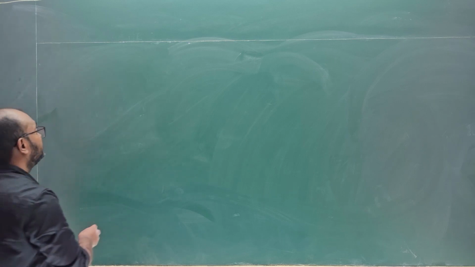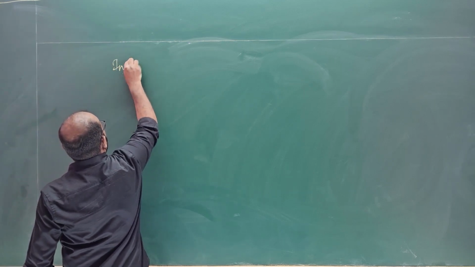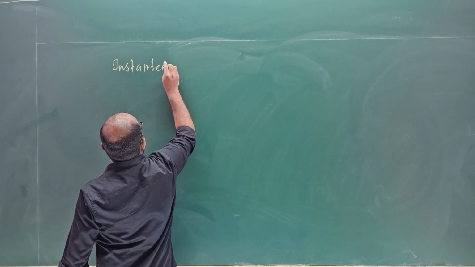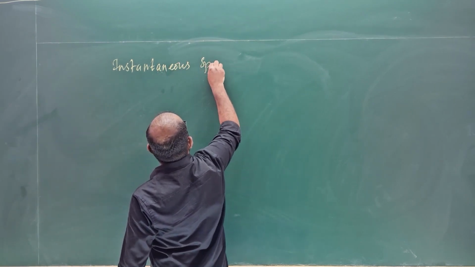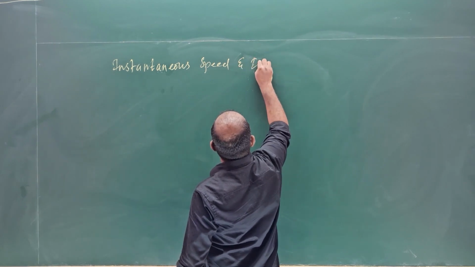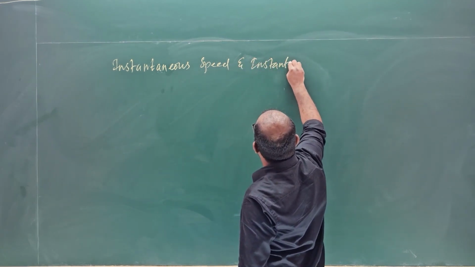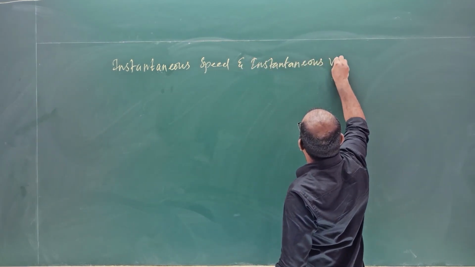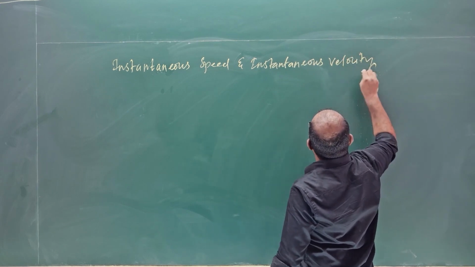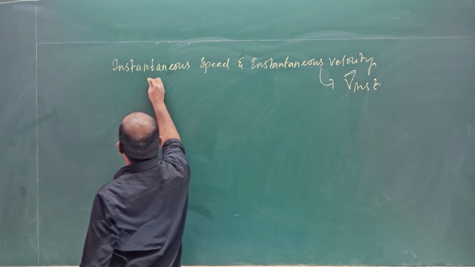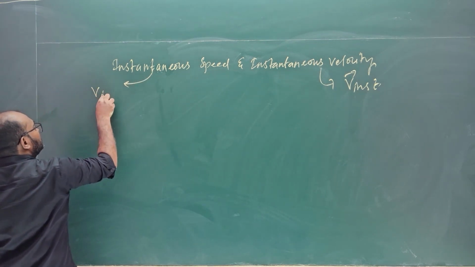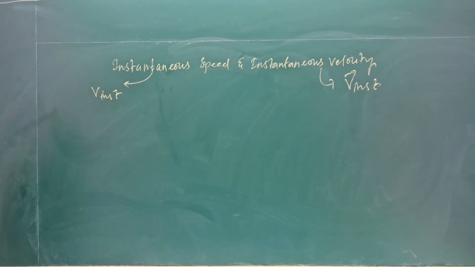Write the next heading: instantaneous speed and instantaneous velocity. This one is represented by V instant and this one is represented by V instant vector. Velocity is obviously a vector, that's the reason for the vector notation.